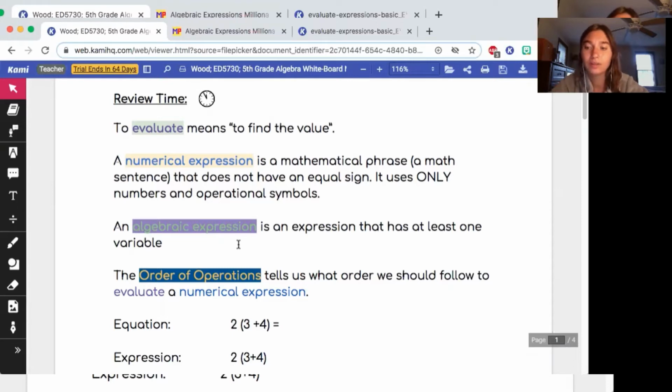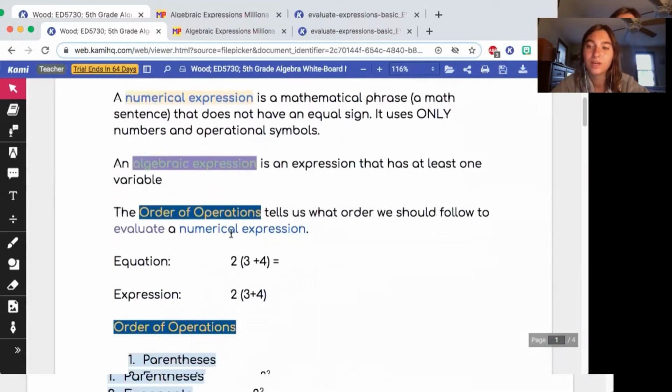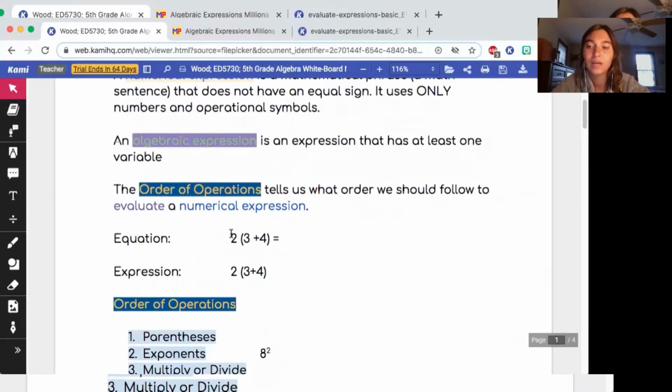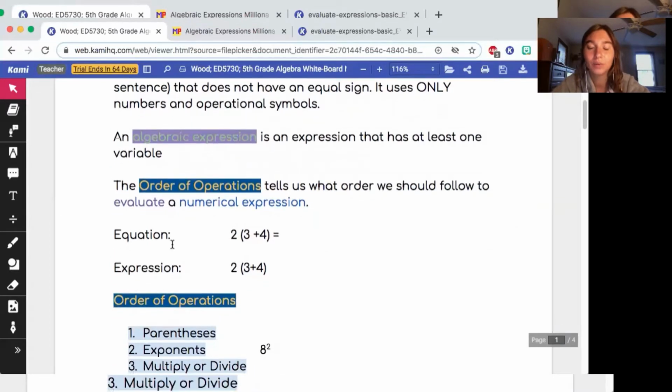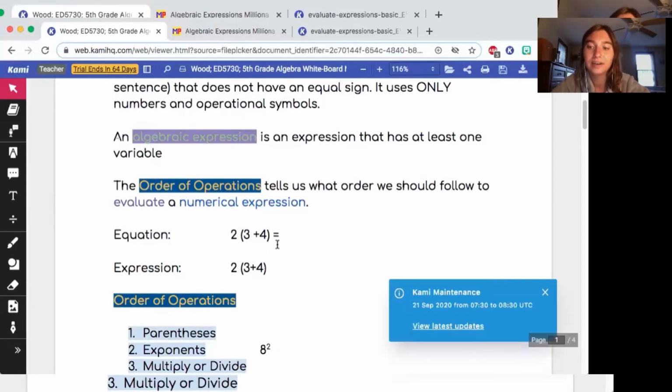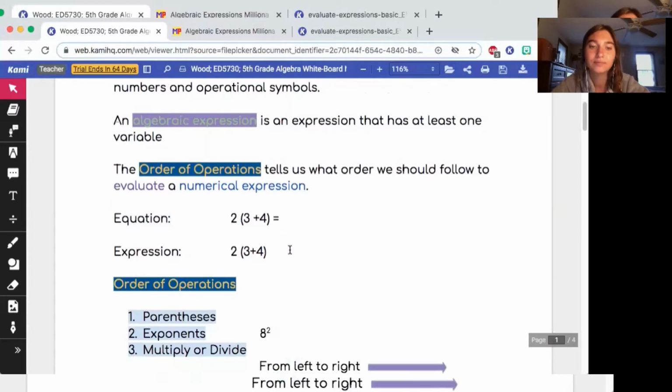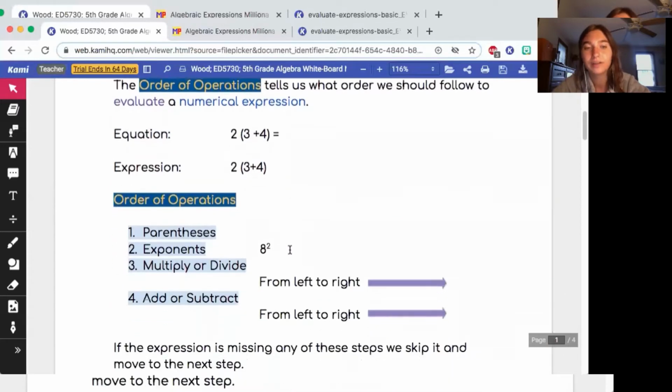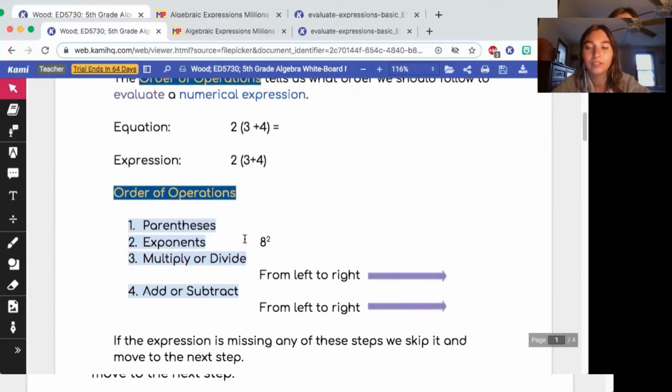Now let's talk about the order of operations. The order of operations tells us what order we should follow when evaluating a numerical expression. Here we can see the difference between an equation and an expression. You can see here that an equation has an equal sign. Let's quickly review the order of operations.